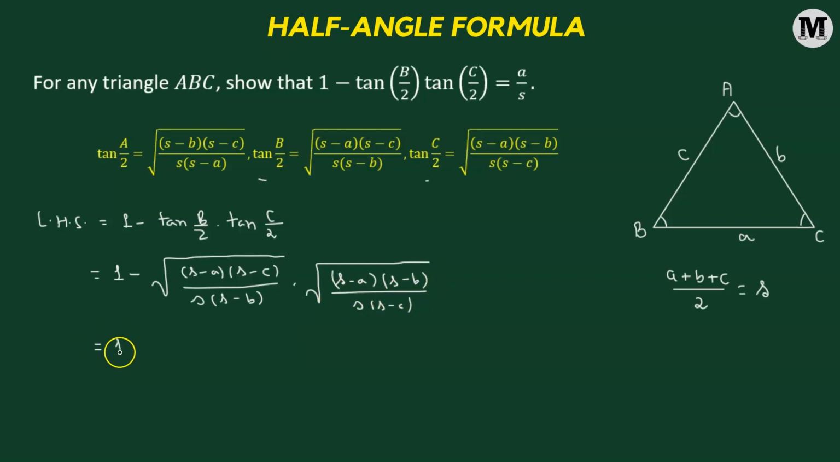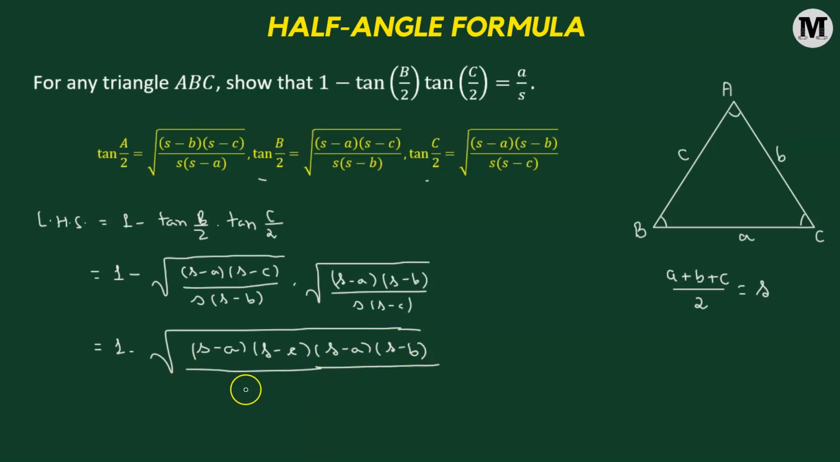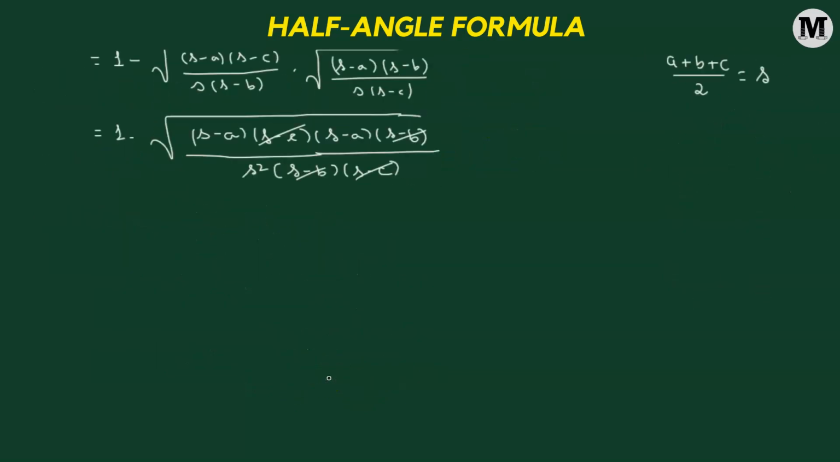Now we will get 1 minus, we're going to combine the second term. So here we have a square root. Underneath the square root, we'll start with the numerator. We have (s minus a) multiplied by (s minus c). That gets multiplied by (s minus a) times (s minus b), whole divided by, and we have in the denominator s squared. The s squared will get multiplied by (s minus b) times (s minus c). We can factor out the common term. So here we can factor out (s minus c) from the numerator and the denominator, and also (s minus b) from the numerator and the denominator.